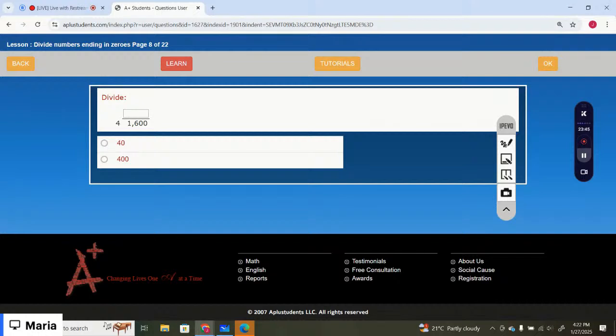1,600 divided by 4, which is the correct option? That is 400. Option number 2 is the correct option. Okay, you can complete the lesson by yourself later today. Let me just move on to the next lesson.